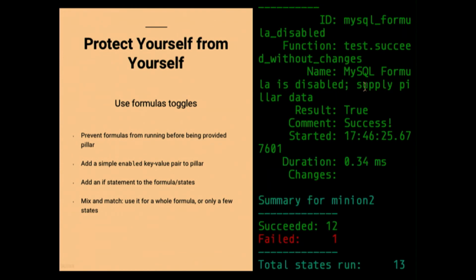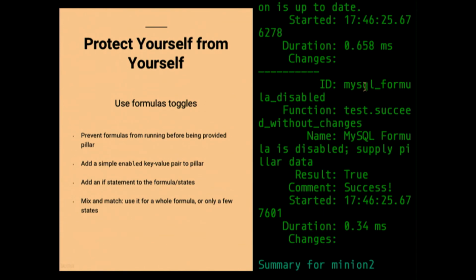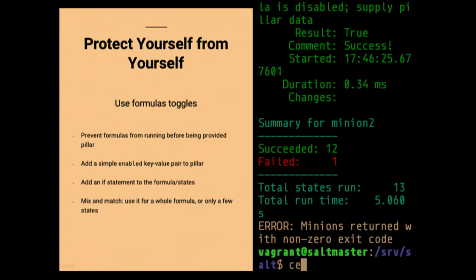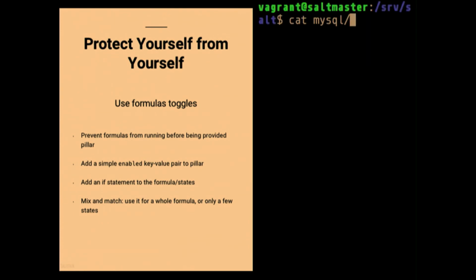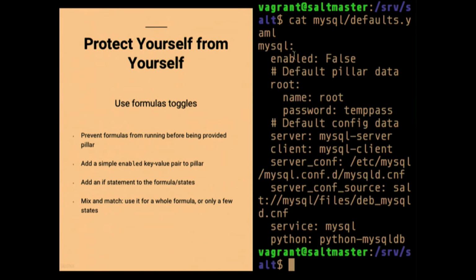So although we have a return from the MySQL formula, it's not actually doing any MySQL. And that's because in our default pillar data, we have that enabled set to false. So it tells us that, hey, you've added this formula to your minion, but you didn't actually finish the process. You didn't add your pillar data, which can save us a lot of heartache in the future, especially if it happens to be a minion that doesn't want to use your defaults on.